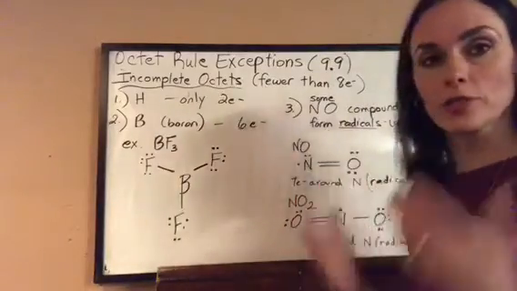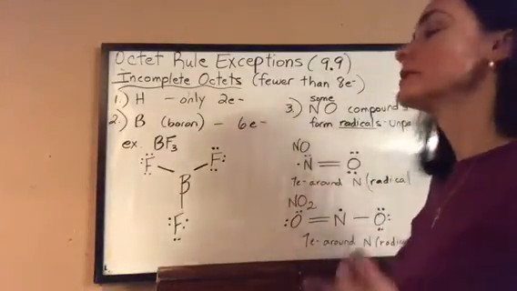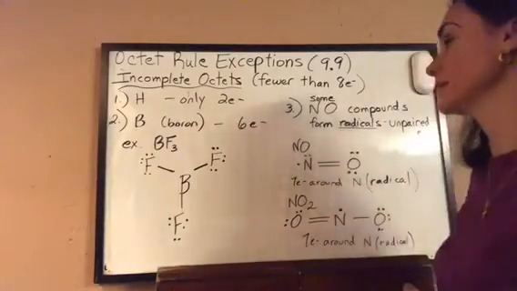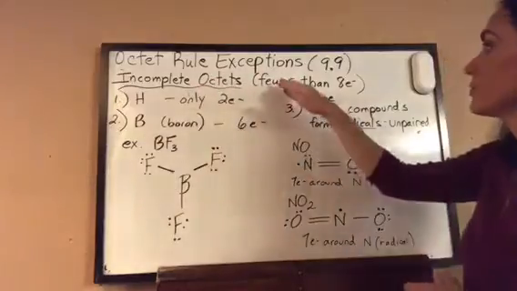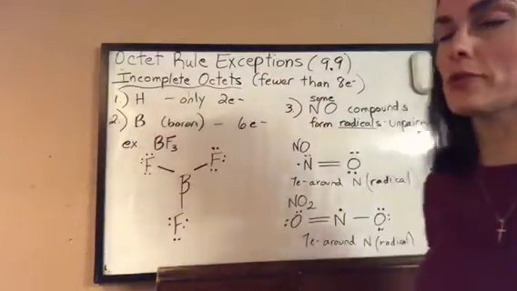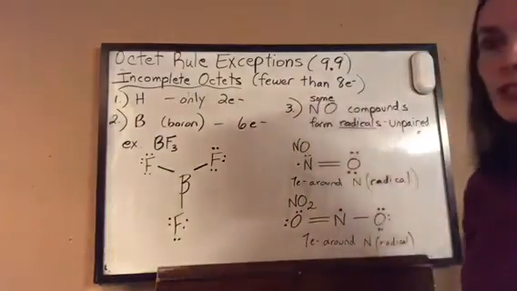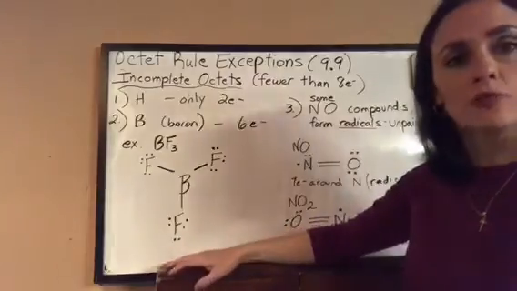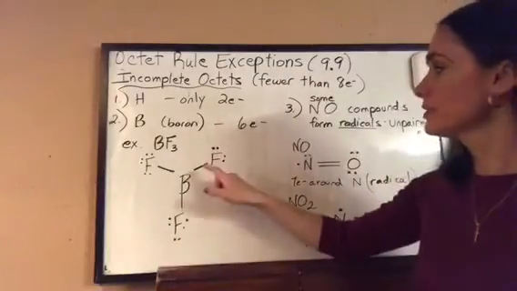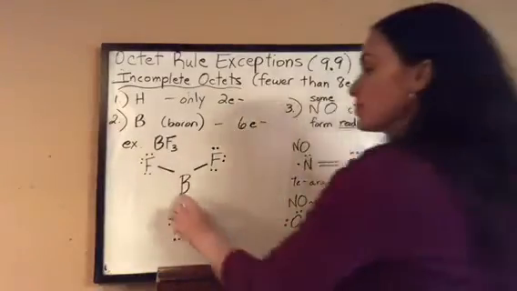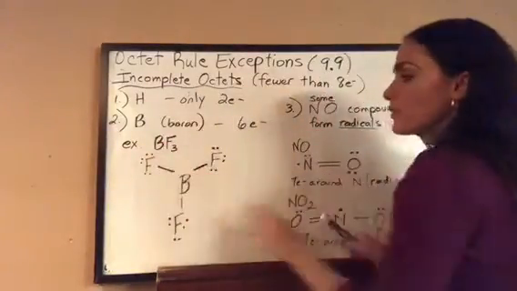So while we're talking about Lewis structures, there are some exceptions to this octet rule in covalent bonding. Incomplete octets, fewer than 8 electrons. I only mentioned hydrogen because it's so common. Hydrogen only has 2 electrons around it. Boron, at most times, will only have 6 electrons around it. Here's an example of boron trifluoride. Boron is your central atom, with 3 fluorines around it.